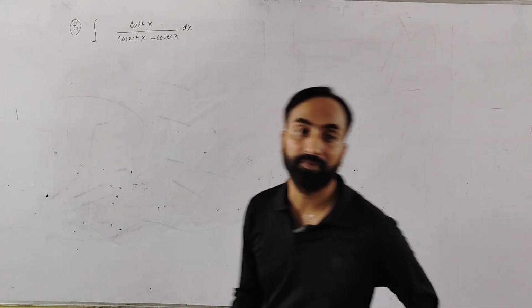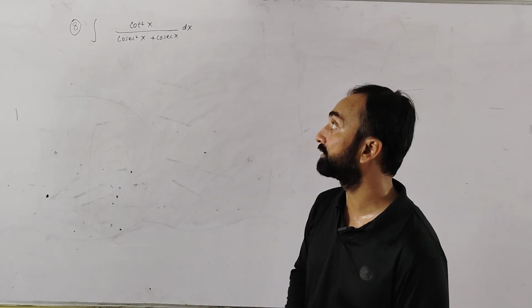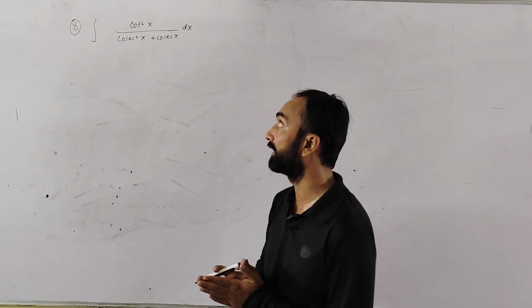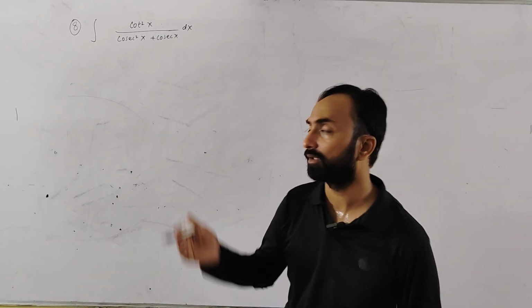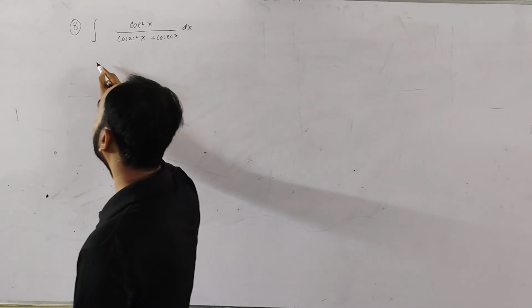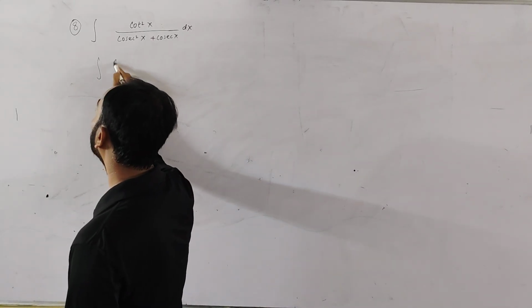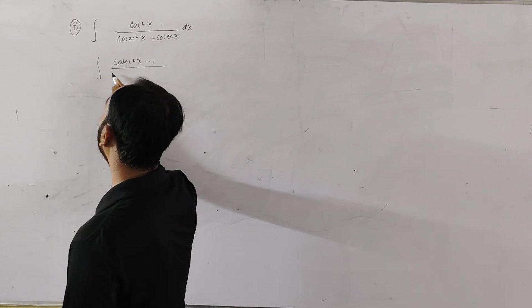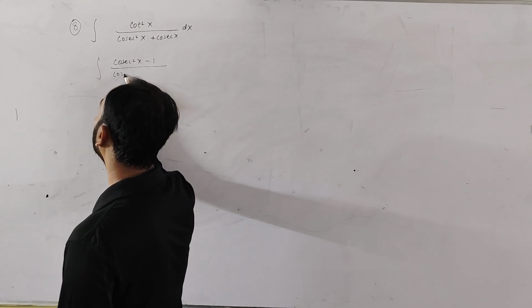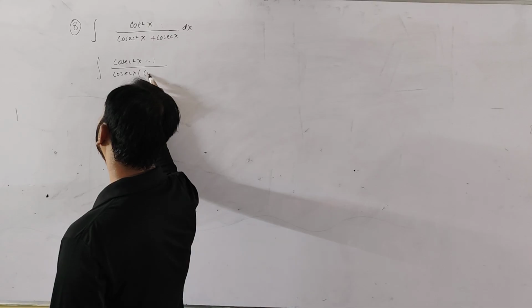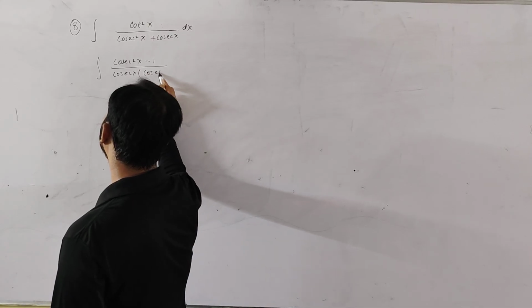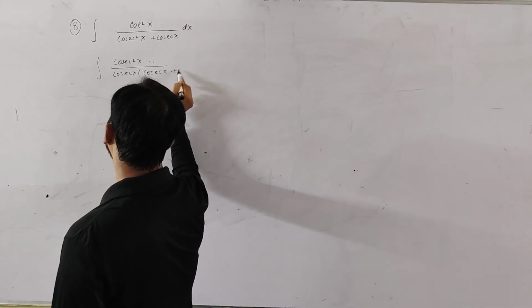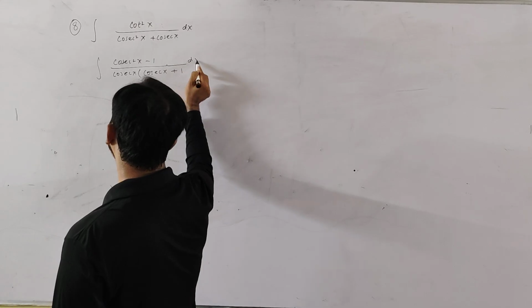Okay, so the next problem we have is the integral of cot square x divided by cosecant square x plus cosecant x. It is very simple. First of all, we can write cot square x as cosecant square x minus 1, divided by, I can take common here cosecant x. So I will be left with cosecant x plus 1, and dx is there.